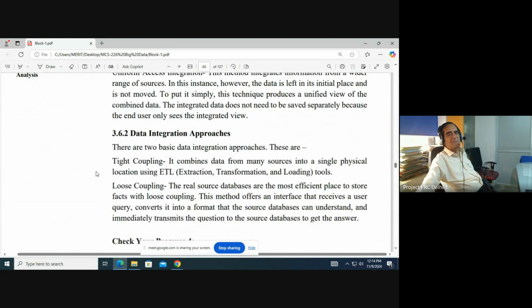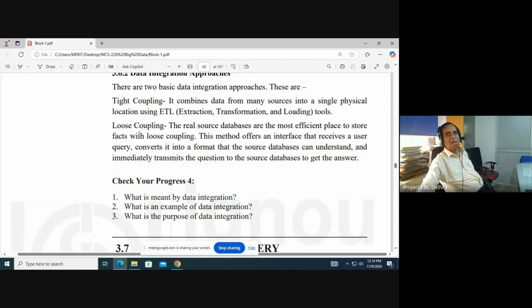Data integration approaches. There are two basic data integration approaches. These are tight coupling, which combines data from many sources into a single physical location through extraction, transformation, and loading (ETL), and loose coupling. The real source databases are the most efficient places to store it, and all that.